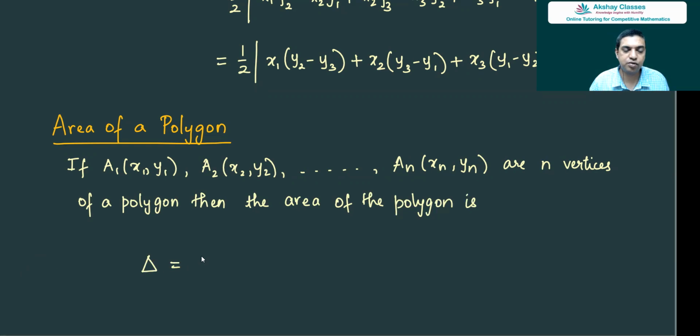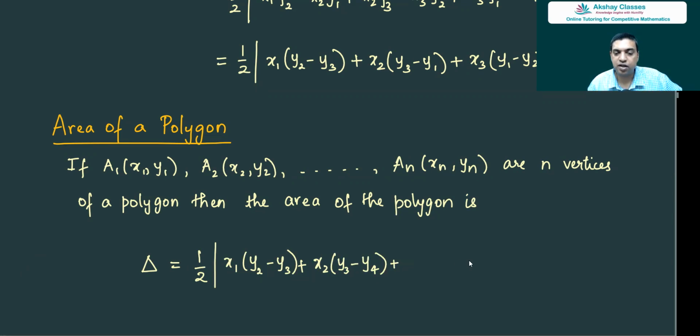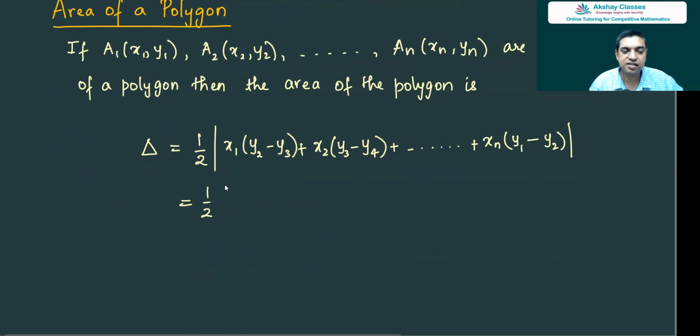delta is equal to, again, half, we write x1 times y2 minus y3 plus x2 times y3 minus y4 in sequence, and so on. And the last term will be xn times y1 minus y2. Like this in cyclic, or we will write this in a similar manner as summation of x1 times y2 minus y3.